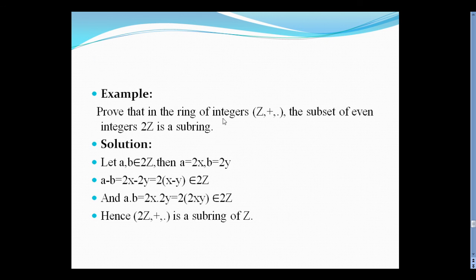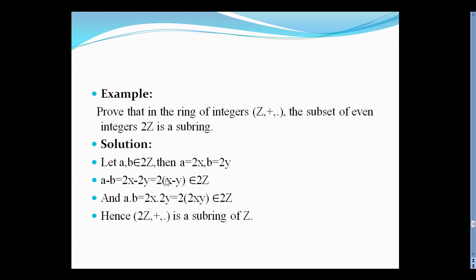Example: prove that in the ring of integers Z under addition and product, the subset of even integers 2Z is a subring. So Z is a ring and you want to prove 2Z is a subring. Let us take two elements a, b belonging to 2Z. The values will be of the form 2z. So a equals 2x and b equals 2y. Now find a minus b. So a minus b is 2x minus 2y, which is 2 times x minus y, belonging to 2Z.